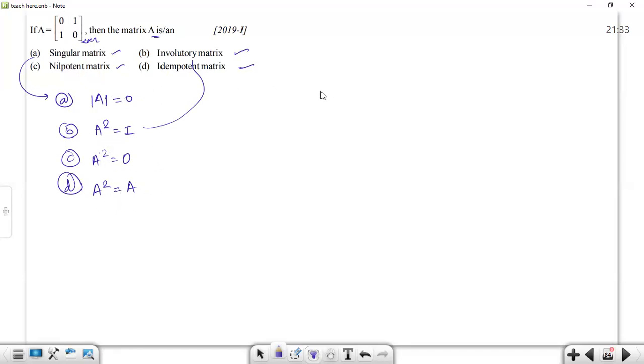Now let's find out what is the case with A. Finding the determinant, 0 into minus 1, so it's minus 1. Okay, it's not a singular matrix. For involutory, let's find A square, because there is A square in every condition. So for finding A square, we'll write the matrix twice.